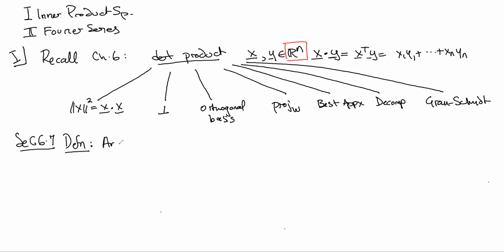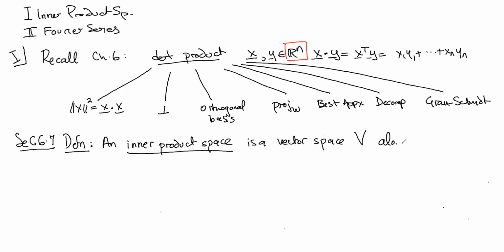So an inner product space is a vector space V, so just any vector space. A vector space has vectors, addition, and scalar multiplication. An inner product space has one more thing. It has an inner product, which is a generalization of the dot product.